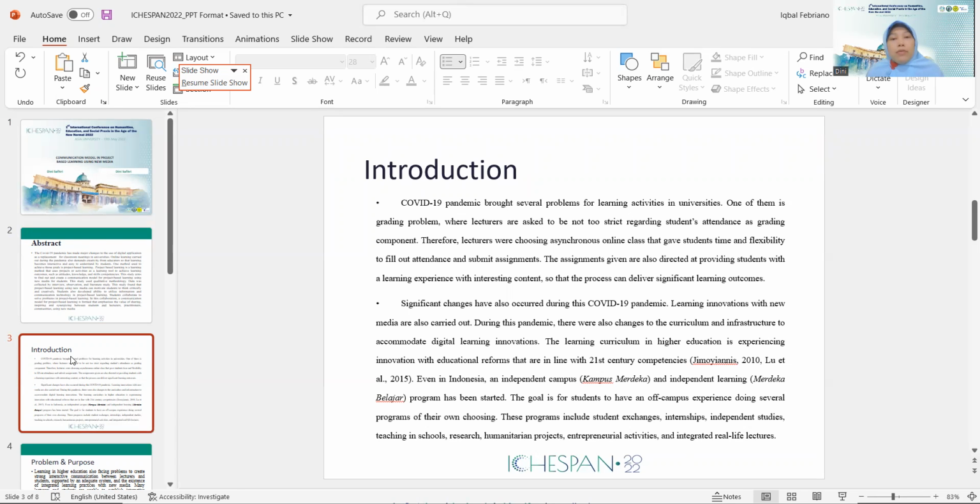component. Therefore, lecturers chose a synchronous online class that gave students time and flexibility to fill out attendance and submit assessments. The assessments given are also directed at providing students with a learning experience with interesting content so that the process can deliver significant learning outcomes.